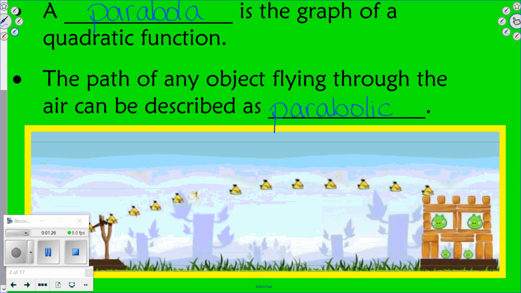Hence the Angry Birds theme for this set of notes. Think about Angry Birds flying through the air. They are making a very kind of stretched out parabola, right? So anything you throw, pick up a baseball, chuck it, that's going to make a parabola, right? It's going to go up a little bit and it's going to come back down.